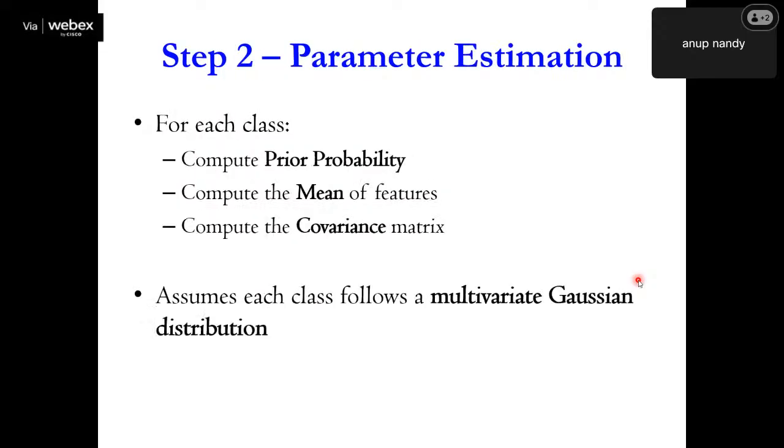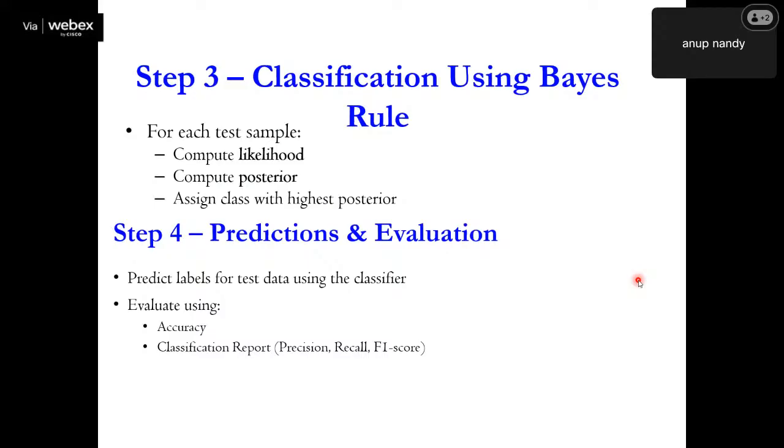For parameter estimation for each class, you first compute the prior probability. You compute the mean of the features and the covariance matrix, which I already explained. Then assume that each class follows a multivariate Gaussian, and you calculate this formula: 1 over root of (2 pi to the power m, determinant of sigma) to the power half, times exp of minus half, (x minus mu) transpose, sigma inverse, (x minus mu). These are the formulas that you have to implement. How to implement it, I'll explain in the next class.